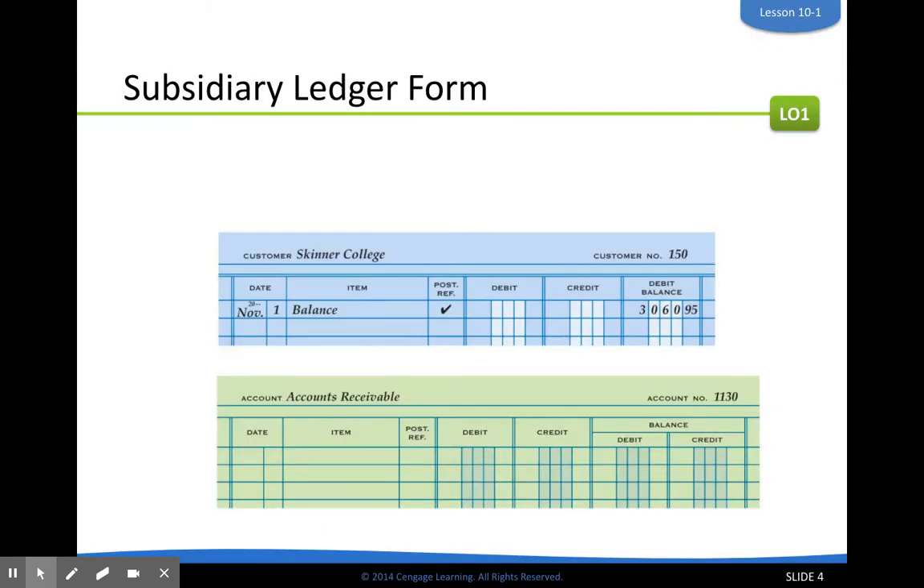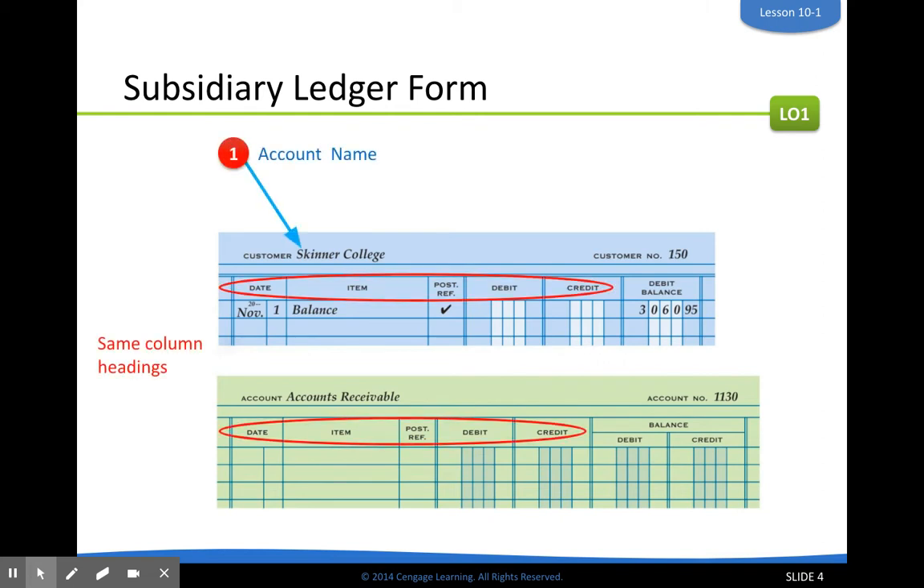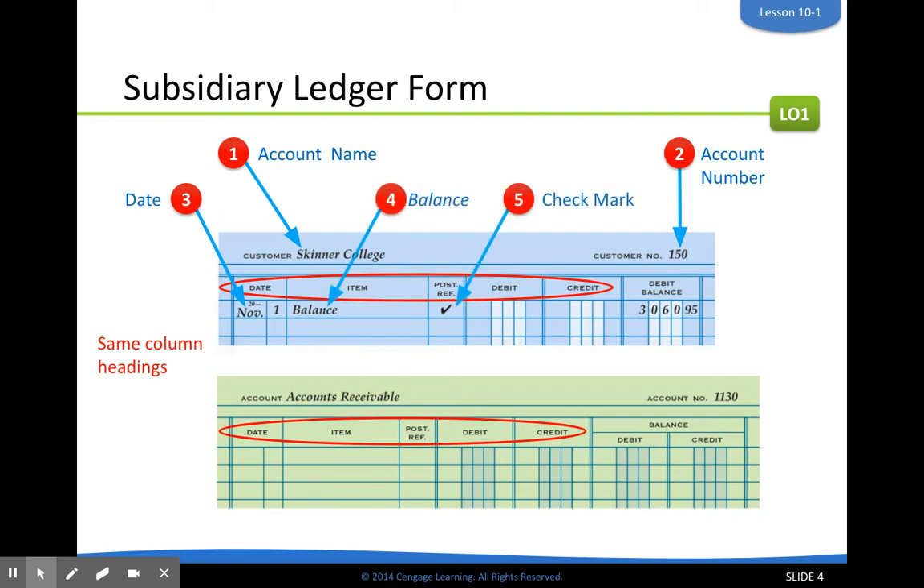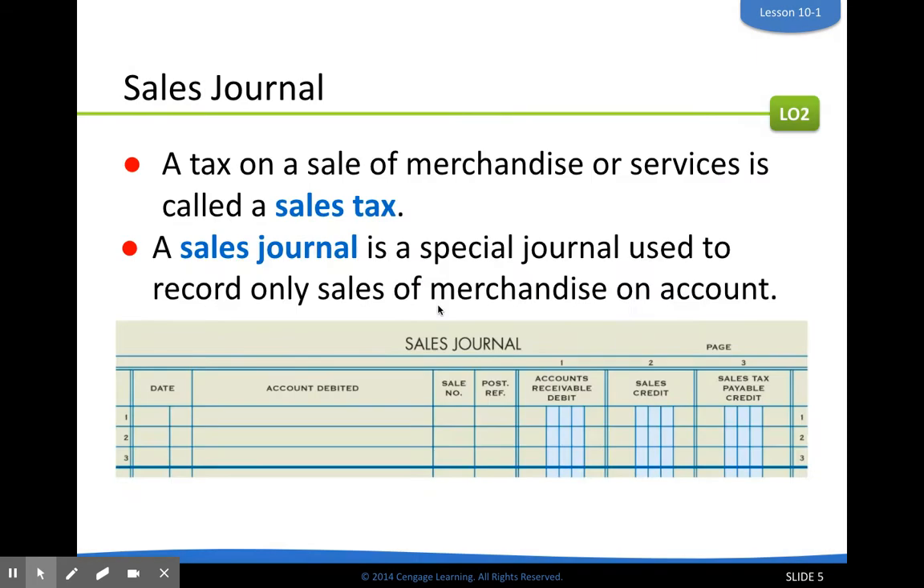Now we have a special subsidiary ledger form specifically for accounts receivable. Notice that the column headings are the same, but what's different is that we only have a debit balance column for accounts receivable. For accounts payable, we only had a credit column. For accounts receivable, we only have a debit column. So we start out by having just the balance and a check mark. Then, going forward, when we post, instead of a check mark, we will have the page number that the balance comes from.